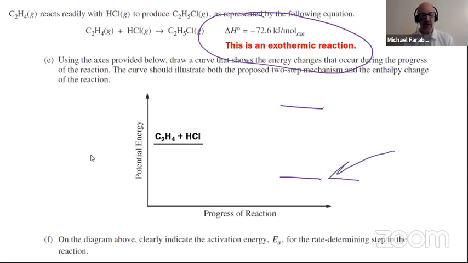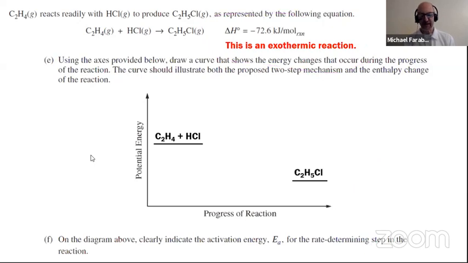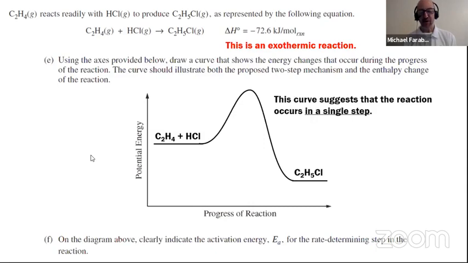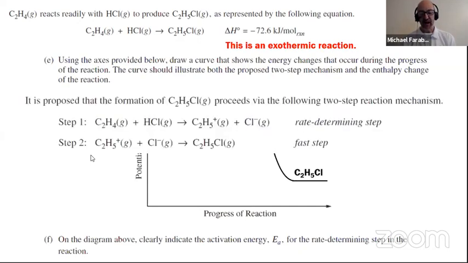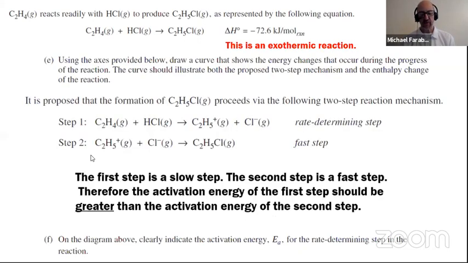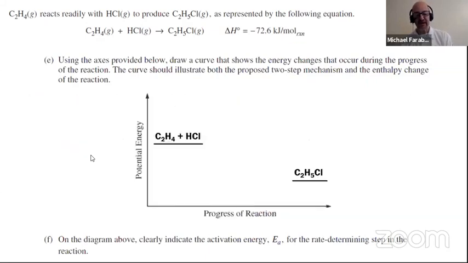So the correct curve should look something like this, but I made a mistake in that this curve that I've just drawn indicates, although it's exothermic, that the reaction occurs in a single step. Notice that we have just one activation energy, one little hill to climb over. We know this is a two-step reaction, so we have to show that with our curve. We have to show the first step, which is going to have a higher activation energy, and then the second step, which is going to have a smaller activation energy. So in colloquial terms, it's a big hill and a small hill.